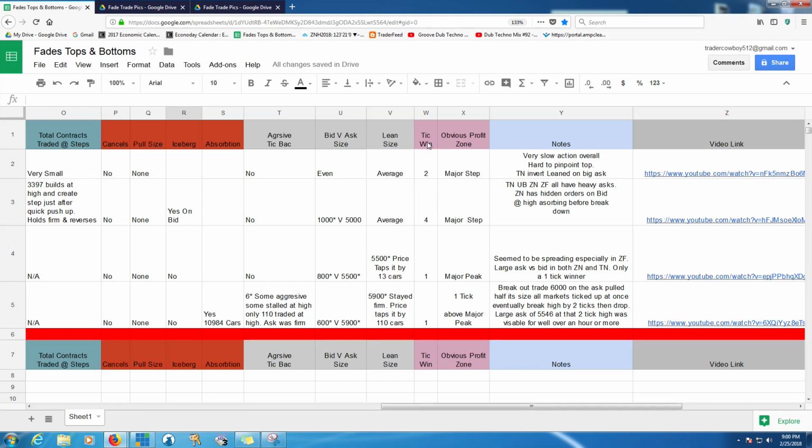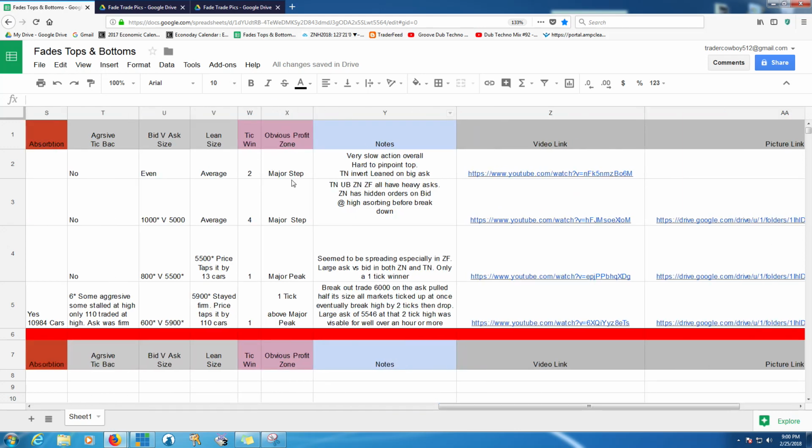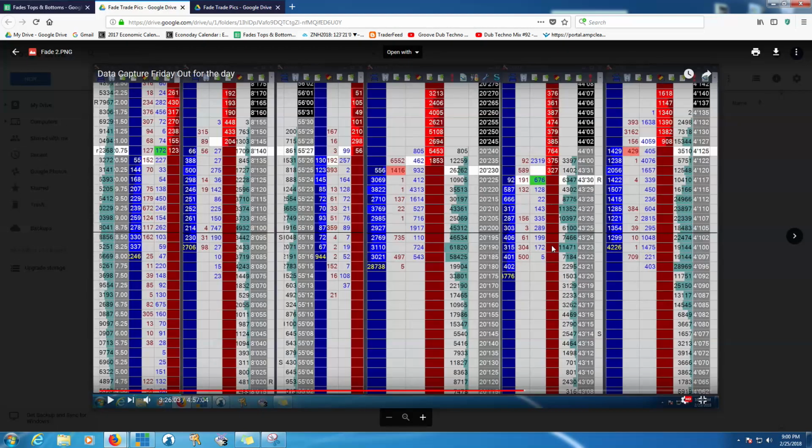Tick win. This is how many ticks you would have got out of these fades. 2, 4, 1, 1. Obvious profit zone. Major step. A major step means a major profile step. Major peak. A peak is kind of like a, I'll show you a picture. This is a peak. If you look at this 23 right here, that's a peak, and I would consider these steps right here. Because they all sort of go up, and this is a peak.